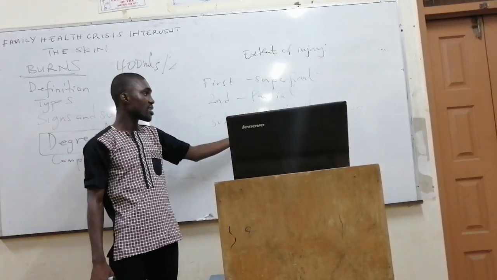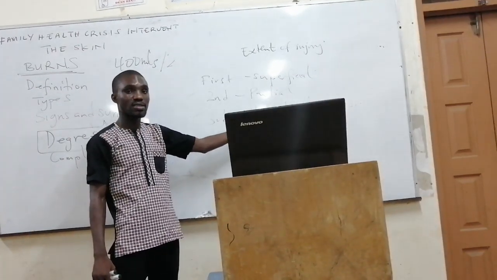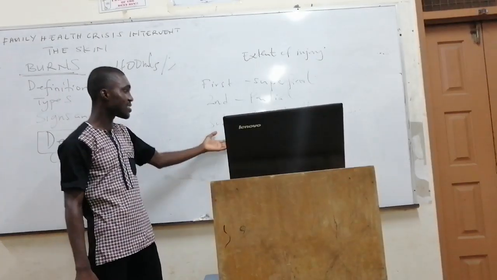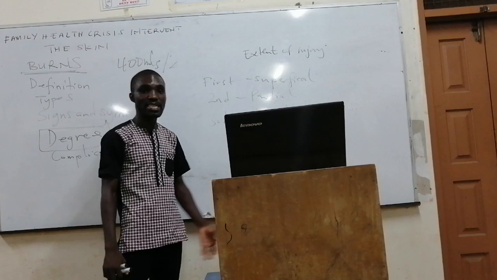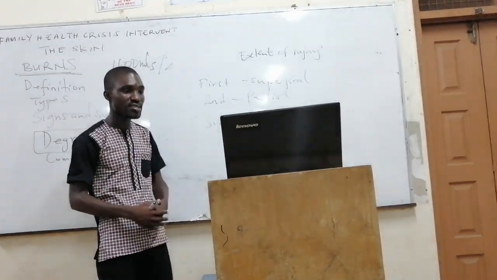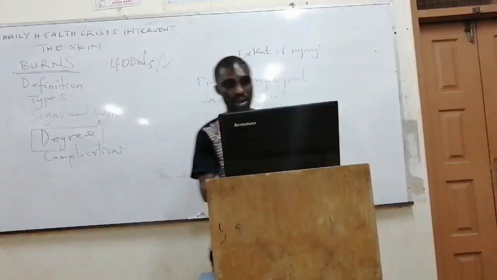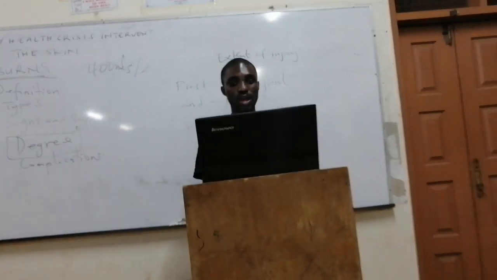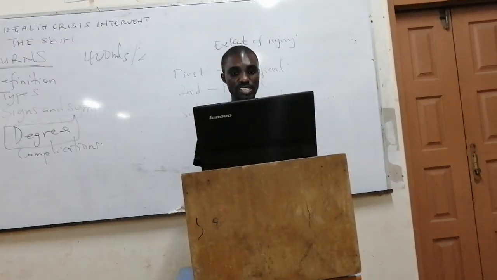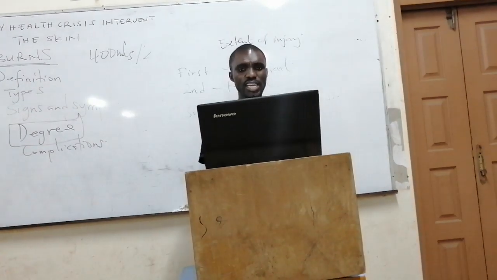Whilst the last extent of classification is the full thickness, right? So full thickness is fourth and then third degree burns, where sometimes the subcutaneous tissue, the muscles, and even the bones are being exposed, right? So these are the classifications based on the extent of the injury.